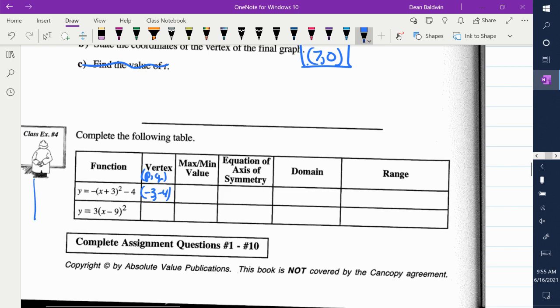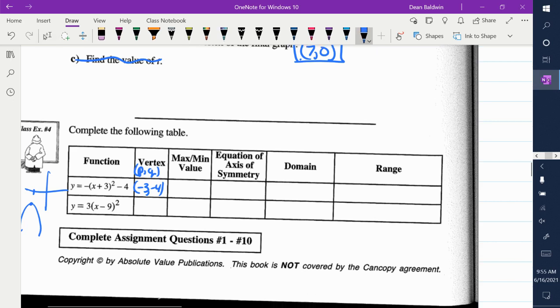Why won't you draw? Negative 3, negative 4. So it's over here. It opens down, right? So that's got a maximum. So when it opens down, it has a maximum. Okay? And the max is what? Yeah, max equals negative 4. Because it's always the Q value. Now, whether it's a max or min depends if it opens up or down. If it opens up, it has a minimum. If it opens down, it has a maximum.